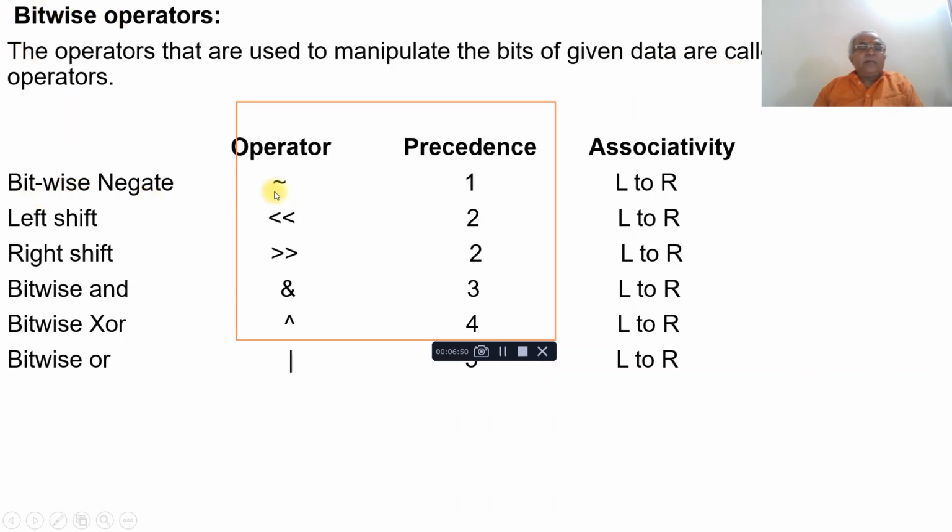Bitwise negate: the operator symbol is tilde, precedence left to right associative. Left shift means two less-than symbols, precedence is 2, left to right. The right shift is two greater-than symbols, precedence is 2, left to right. Bitwise AND is the ampersand, which is the third precedence, left to right. Bitwise XOR is the caret, precedence is 4, left to right. Bitwise OR is a vertical bar, which is 5, left to right.